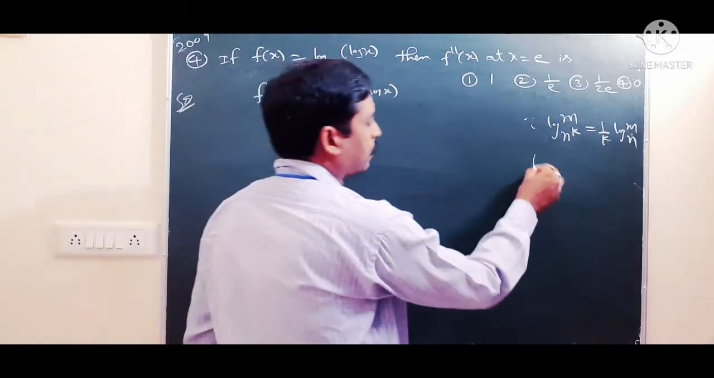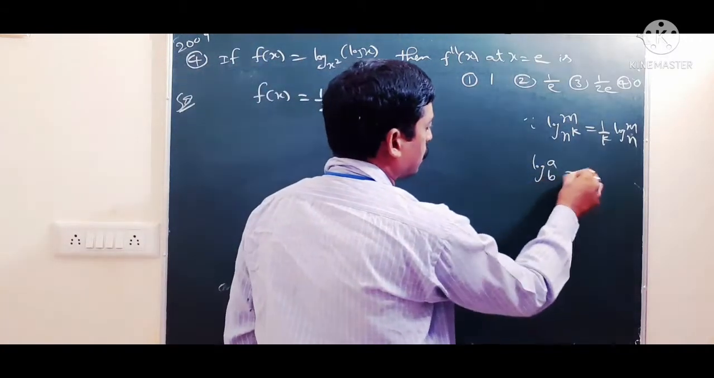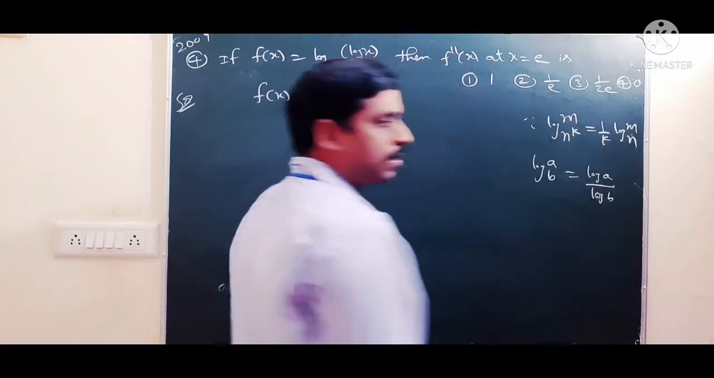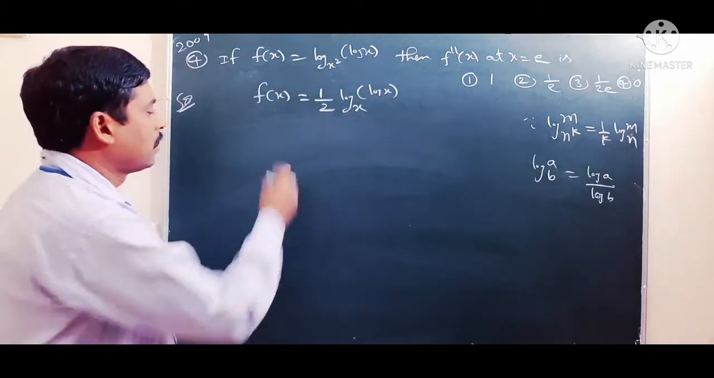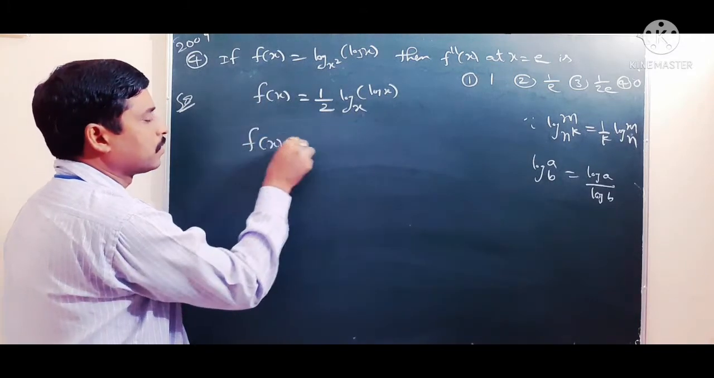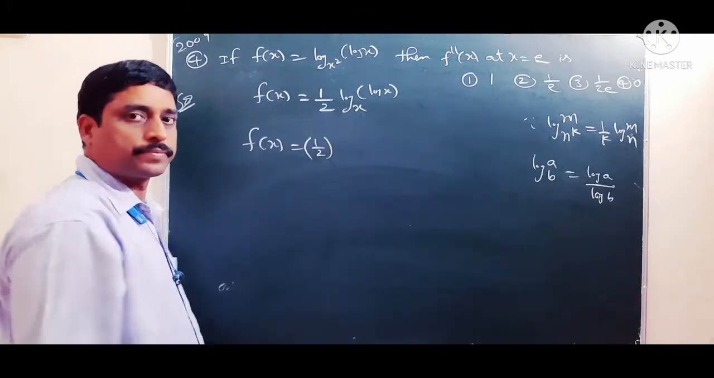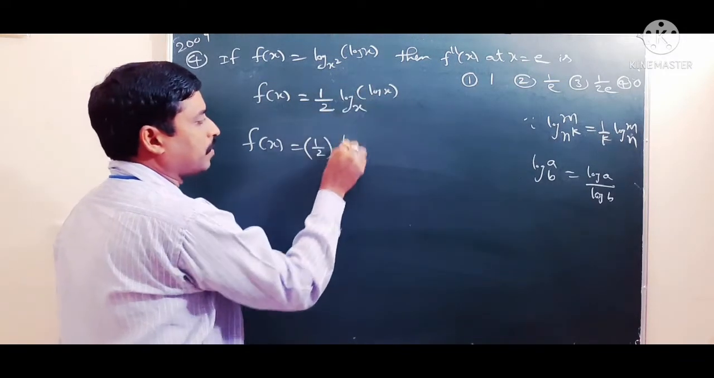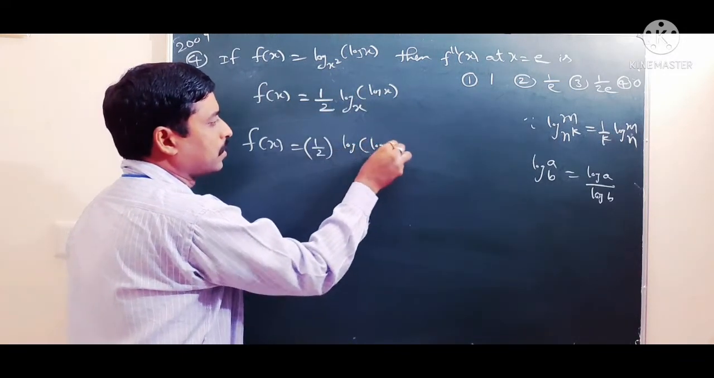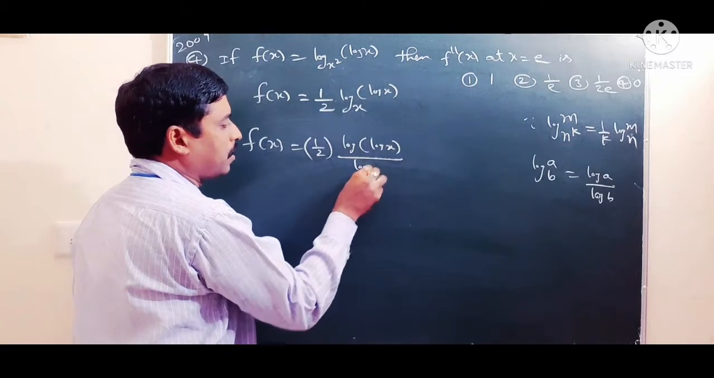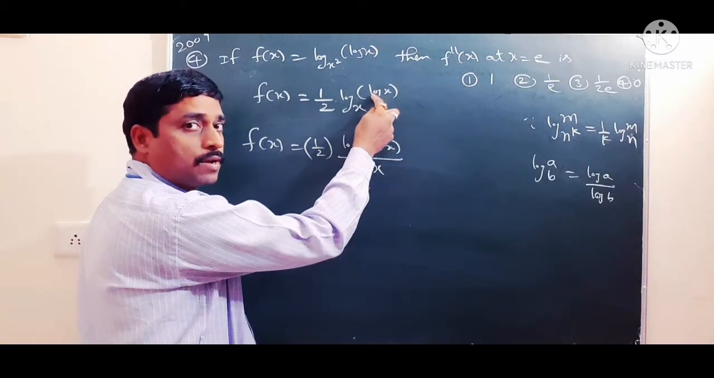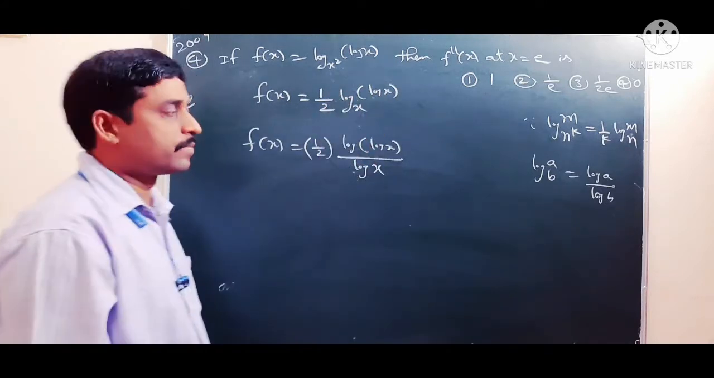We have one logarithm property: log a base b equals log a by log b. Now f of x is equal to 1 by 2 times, by the log a base b formula, log of log x, this whole divided by log x. Log a by log b, where a and b values are log x and x.